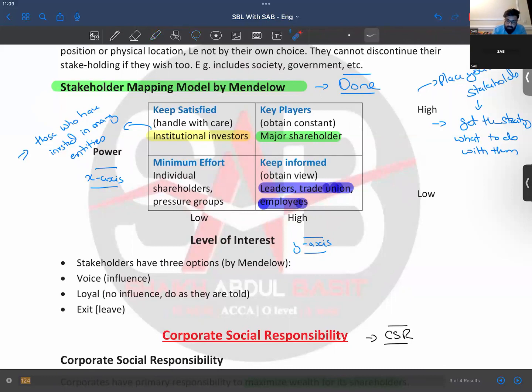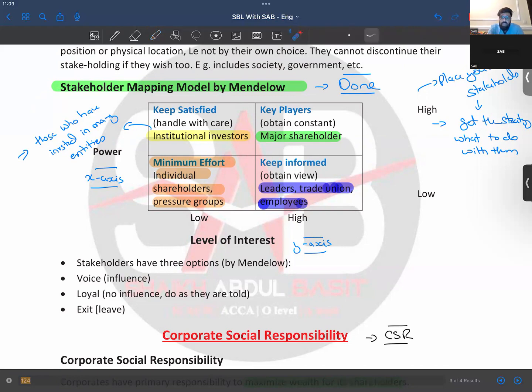And those who don't have any power and don't have any interest are the minimal effort ones, because they are not possessing any interest and they don't even have the powers. Just kind of pressure groups, the groups whom no one follows. If they have followers, they have high power, but if the group is new, they do not have any power. Similarly, individual shareholders: if I bought one share, I could not influence the company with my powers. I have just one share.